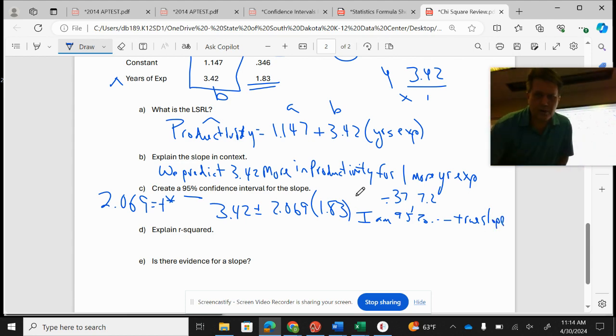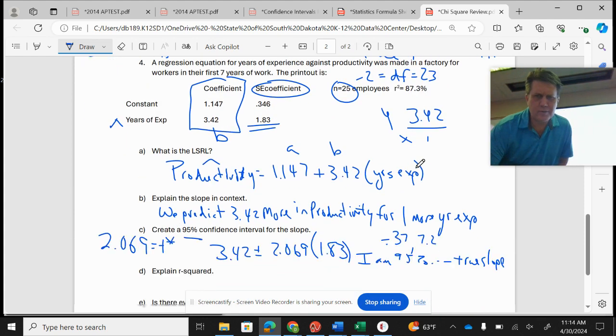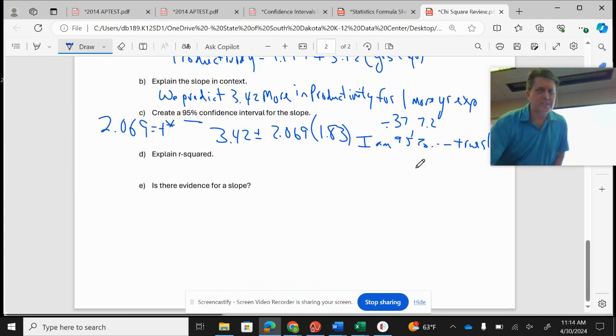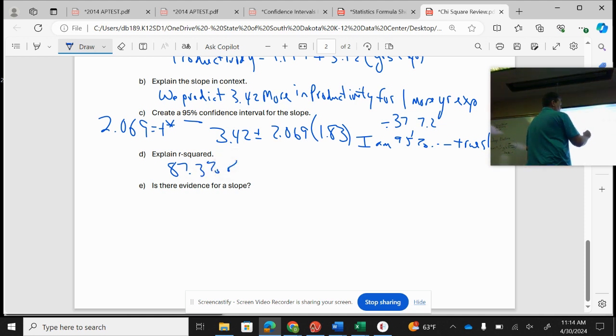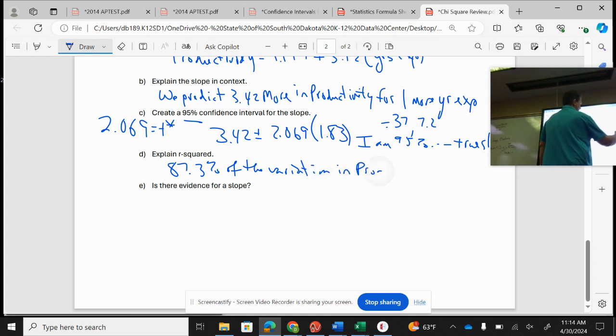Explain R squared. R squared, we've got 87.3%. Make sure you review that. 87.3% of the variation in productivity, which is Y, is explained by years experience, which is X.